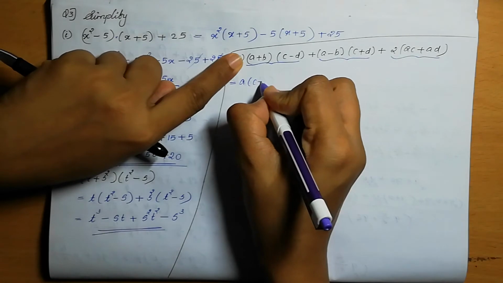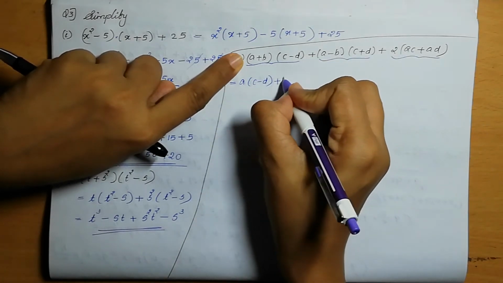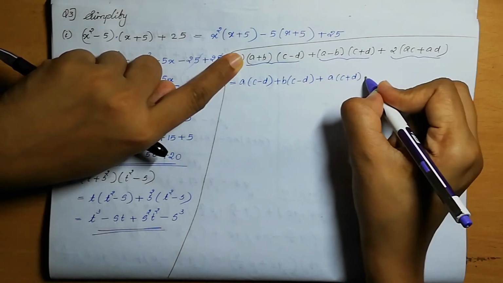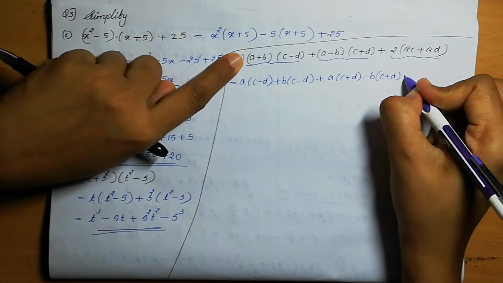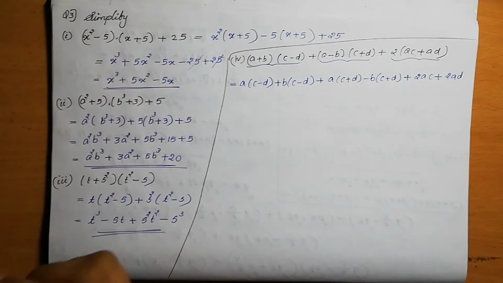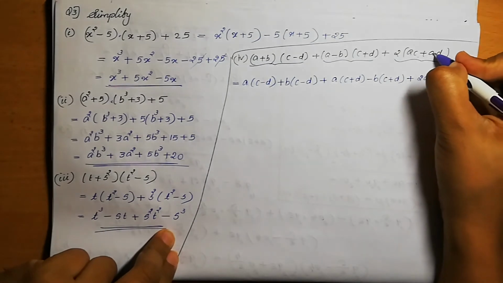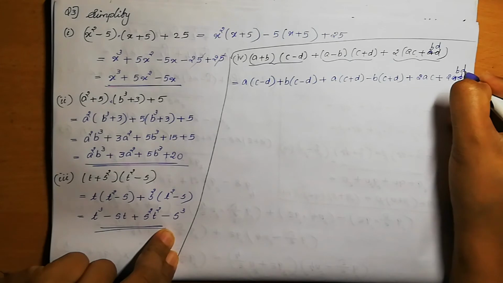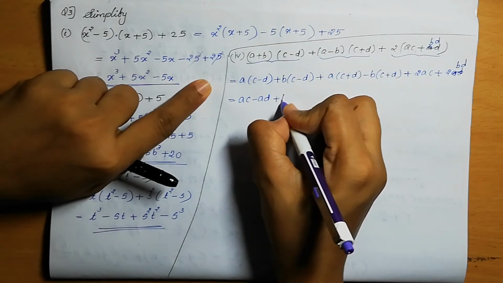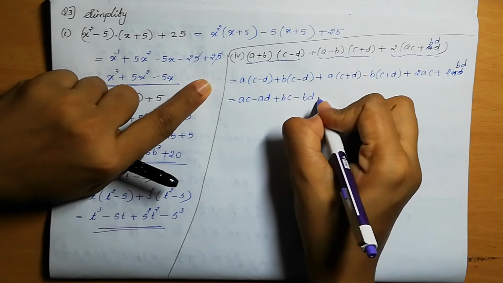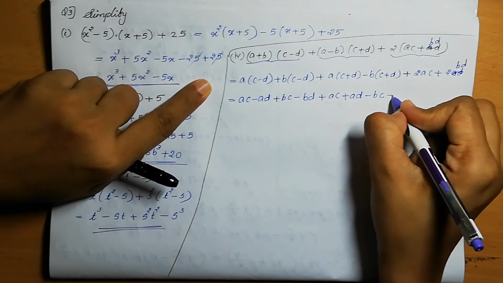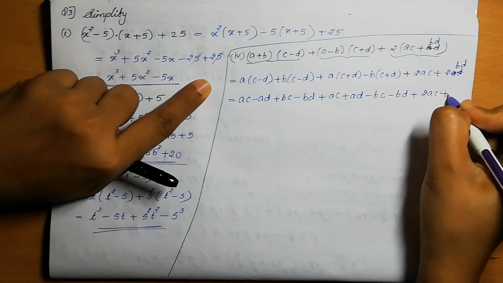So a into c minus d, wherever the product, that one we are going to open, right? Plus b into c minus d. This part is over. Next is this one. A into c plus d minus b into c plus d. Second term is also over. Next term. With the 2 we need to open. 2 into AC is 2AC plus 2 into BD is 2BD only, right? Not AD. This is BD. 2AC plus 2BD. So this is equal to, here we can open the bracket. A into C is AC minus A into D is AD plus B into C is BC minus minus B into D is BD plus A into C is AC plus A into D is AD minus B into C is minus BC minus B into plus D is minus BD plus 2AC plus 2BD.